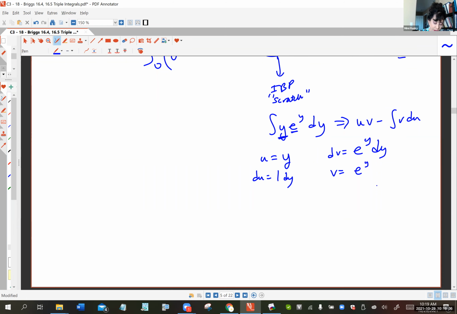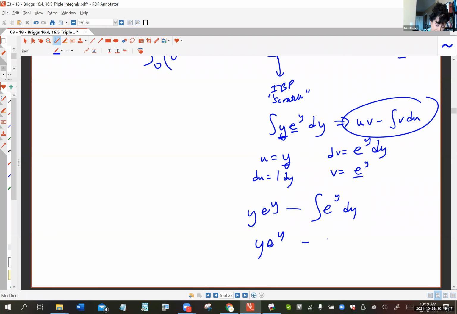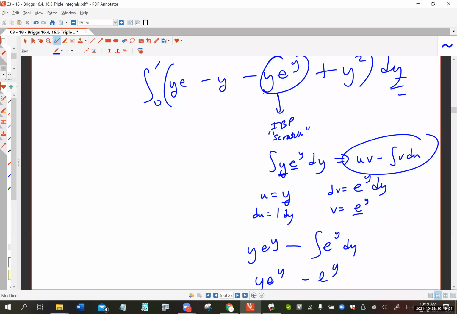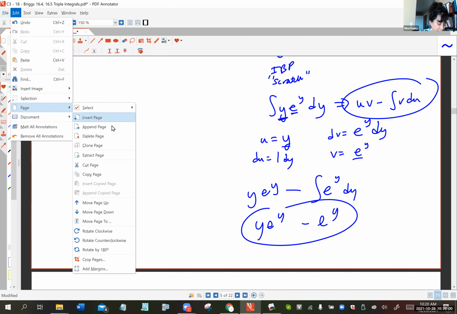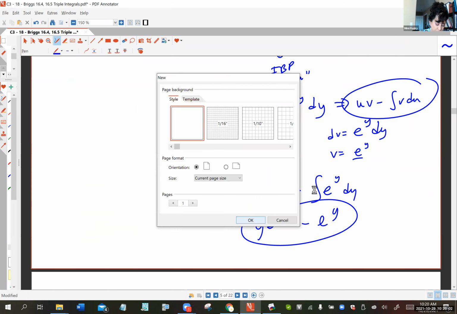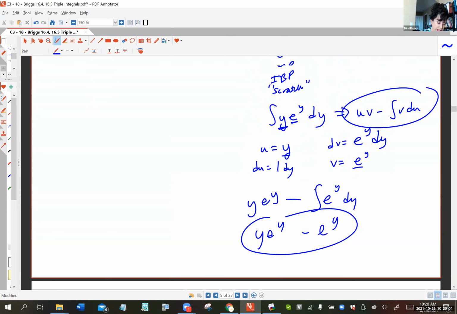So du, which is the derivative of y, will be 1 dy, and v is easy because it's just e to the y. Okay, so now when we do this, we'll get y e to the y minus the integral of e to the y dy, but the integral of e to the y is easy, it's just e to the y. So that guy there, after we get done integrating, will be replaced by that difference. You have to be careful because there's a minus in front of that guy, so we will distribute the negative.